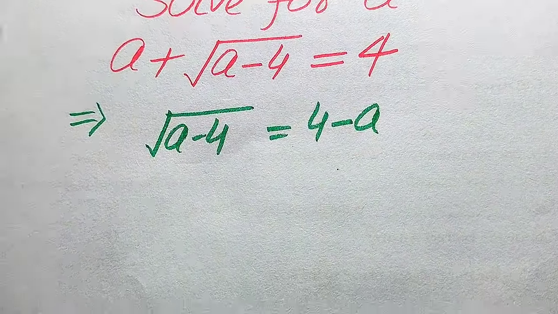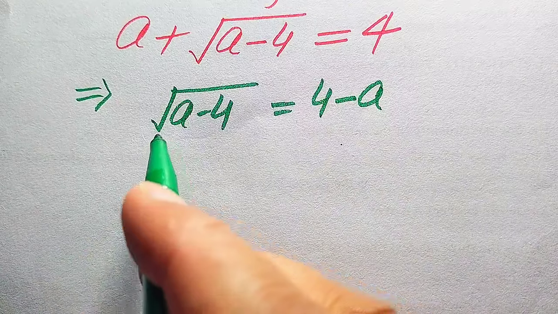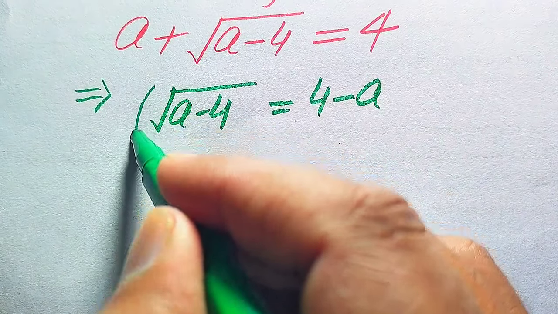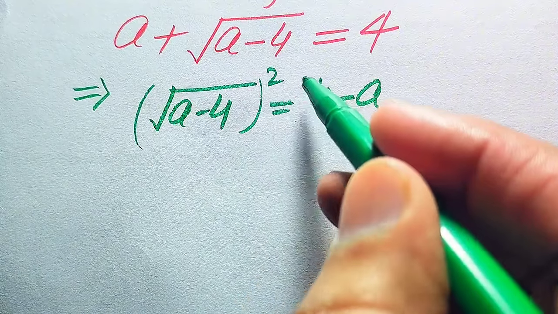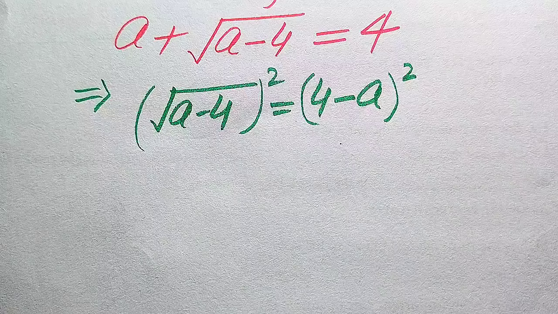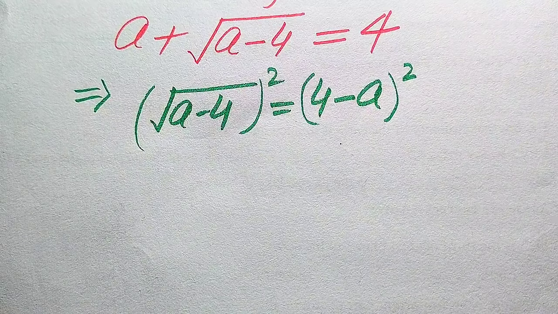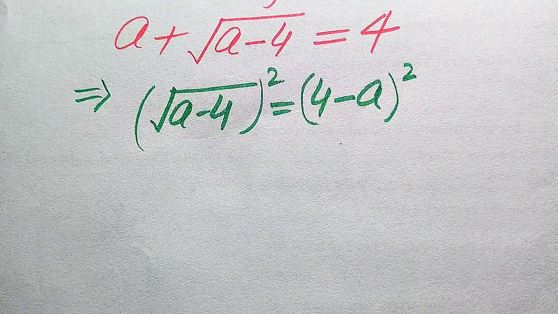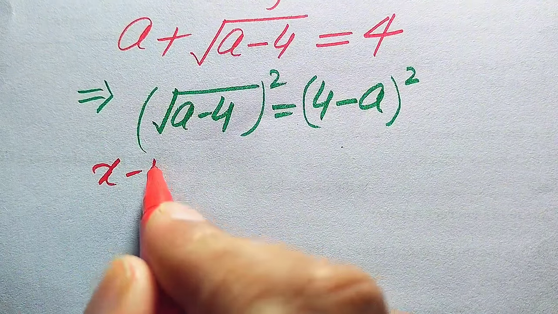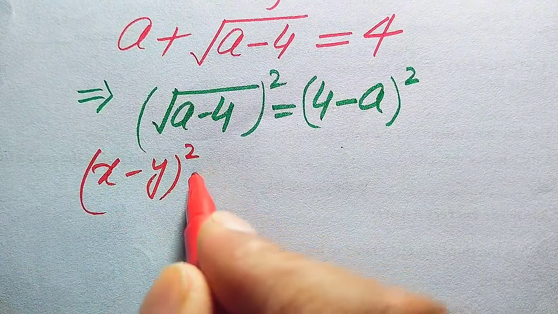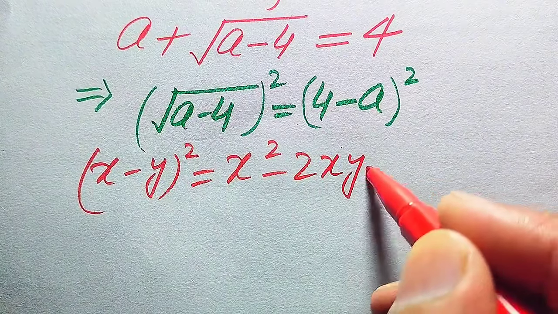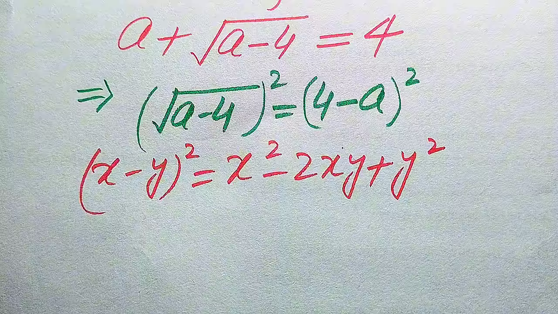And our next step is that we need to remove this radical sign from the left hand side. So for this we will take squaring on both of the sides. When we take squaring on both sides, it will be written in this form, and then on the right hand side we use the nice algebraic formula. You know about that: x minus y whole square is equal to x square minus 2 times xy plus y square.